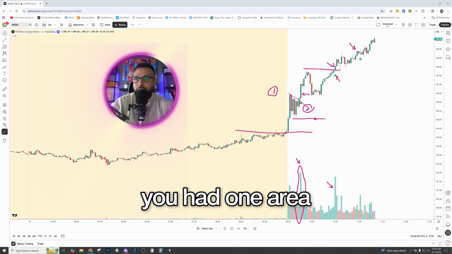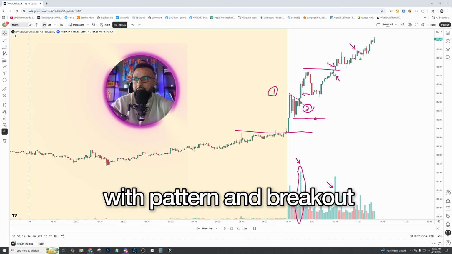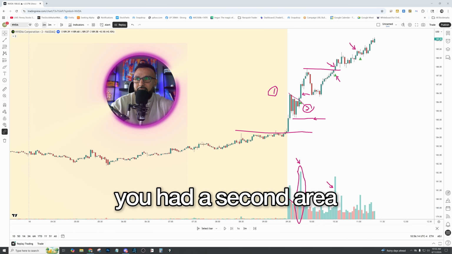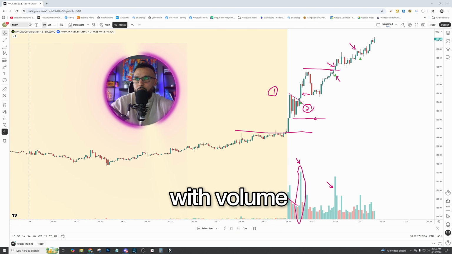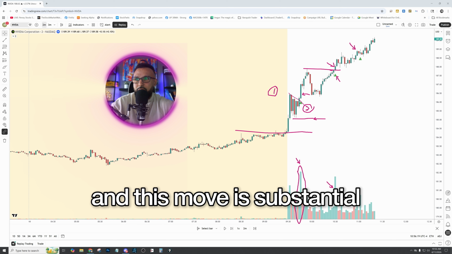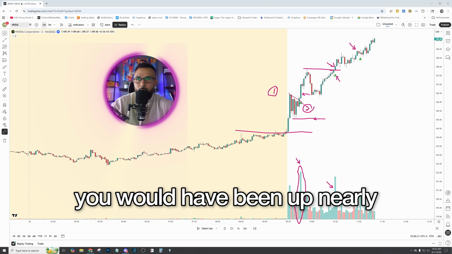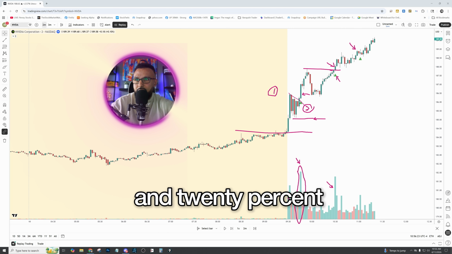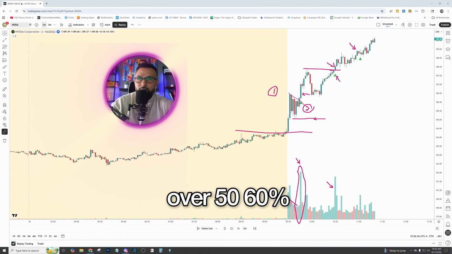Take a look at what's happened. You had one area with pattern and breakout in volume. You had a second area breaking over high of day with volume, and this move is substantial. Had you held this original trade, you would have been up nearly 100, 120%, and if you entered here, you would have been up over 50, 60%.